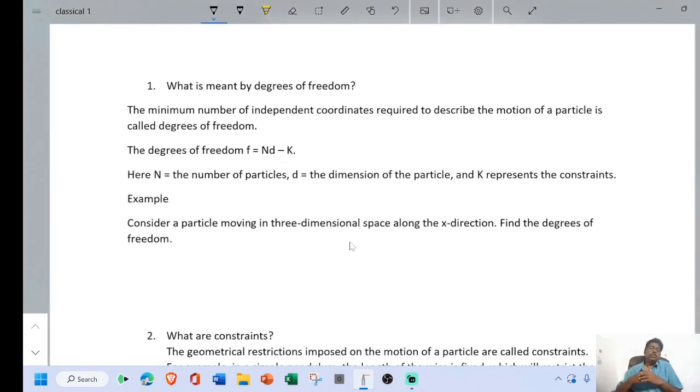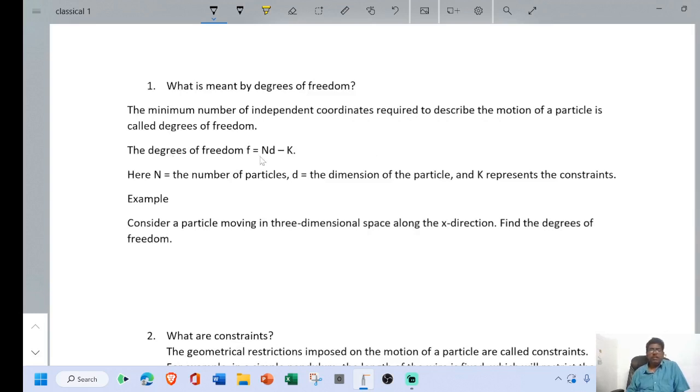Here are a few questions from the paper Classical Mechanics. We will go through them one by one. First question is, what is meant by degrees of freedom? The minimum number of independent coordinates required to describe the motion of a particle is called degrees of freedom.